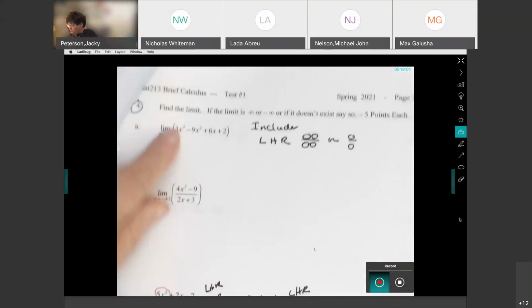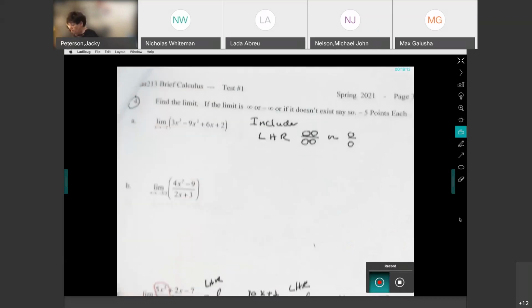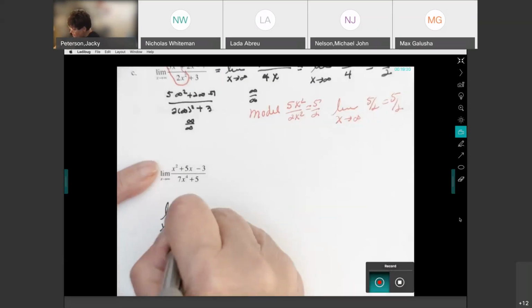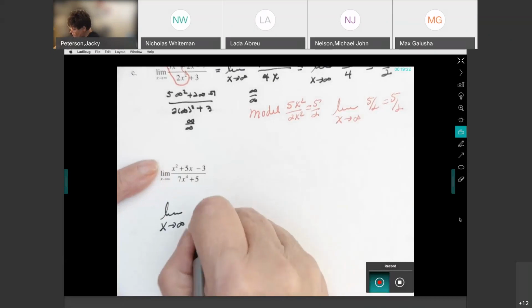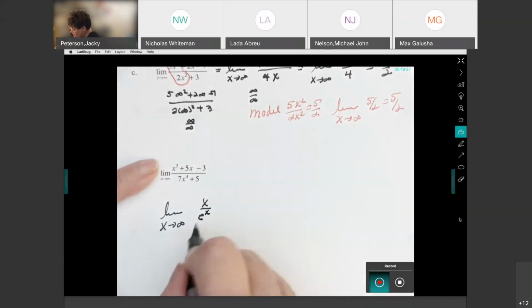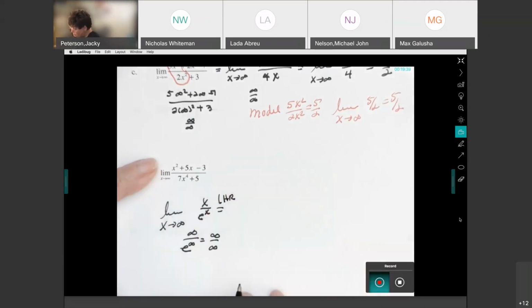And here you plug it in, you get a number. You can't use L'Hopital's rule on something when you get a number, because that's your answer. Now, where you'd be forced to use L'Hopital's rule is if I took the limit as x goes to infinity of x over e to the x, which is infinity over e to the infinity. That's an infinity over infinity form. So now I would use L'Hopital's rule because you're forced to.